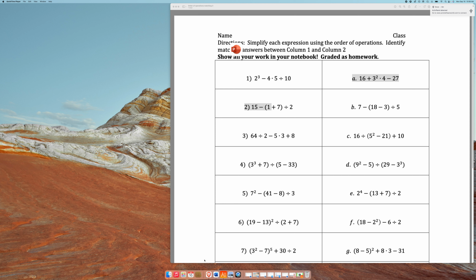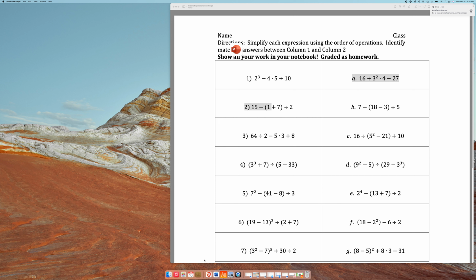We have 15 minus, parentheses, 1 plus 7, divided by 2. Parentheses, yes, there's a grouping, right, the parentheses. So they come first. These two will come first no matter what. And when I look inside the parentheses, it's just 1 plus 7. There's nothing else I have to do. So I get 15 minus, and 1 plus 7 becomes 8, and I can remove the parentheses, and then divide it by 2.